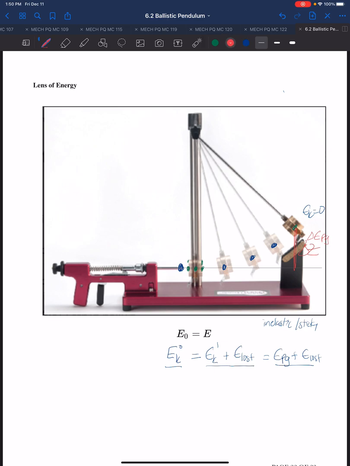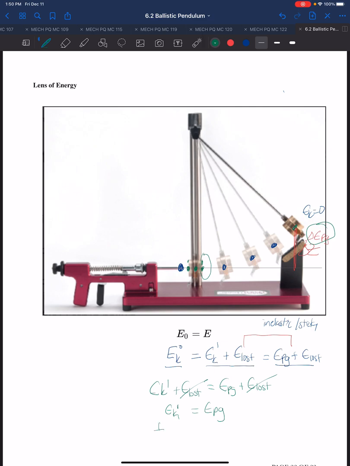But what we want to focus on now is just these two. So I'm going to rewrite those down below. E_K prime plus E_lost equals E_PG plus E_lost. Now the E_lost are equal, so they're the same on both sides. We could subtract them both, and now we are left with the kinetic energy prime being equal to the gravitational potential energy. So, in other words, this kinetic energy that exists right there is equal to the gravitational potential energy there. There is this exchange.